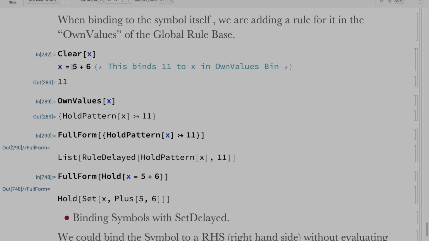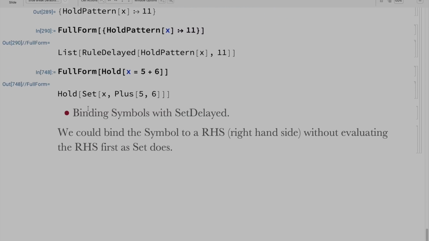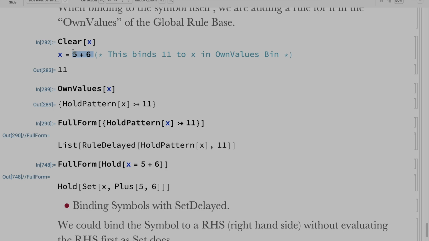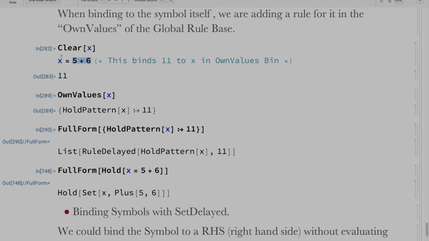Set evaluates the right-hand side always before it binds it to X. We could choose a different behavior. Actually, it's more common to want this behavior where we don't evaluate the right-hand side. We only evaluate it when X is used or X is called in an expression, right? So let me show you how that works.